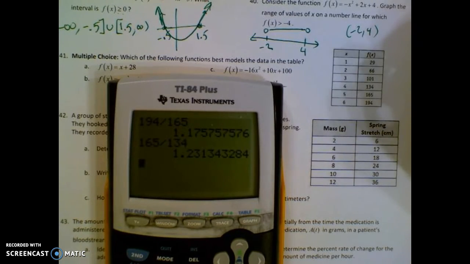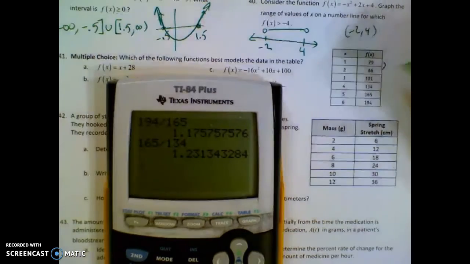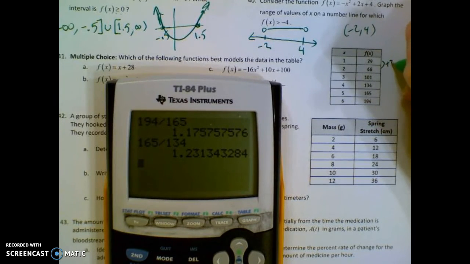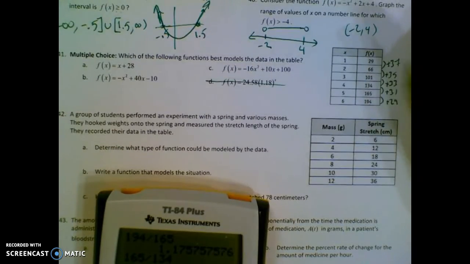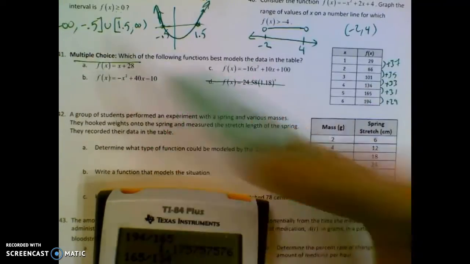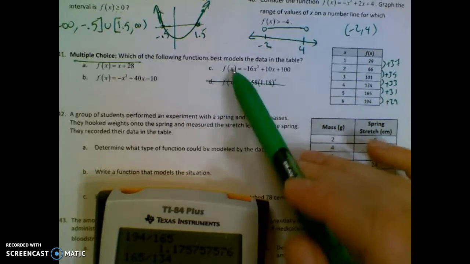Okay. Next, linear. Just see how these grow. This one's adding 37. This one's adding 35, adding 33, adding 31, and adding 29. As soon as it's not the same value added repeatedly, it is not linear. So it cannot be that. So it's going to be quadratic. We just have to figure out which one.